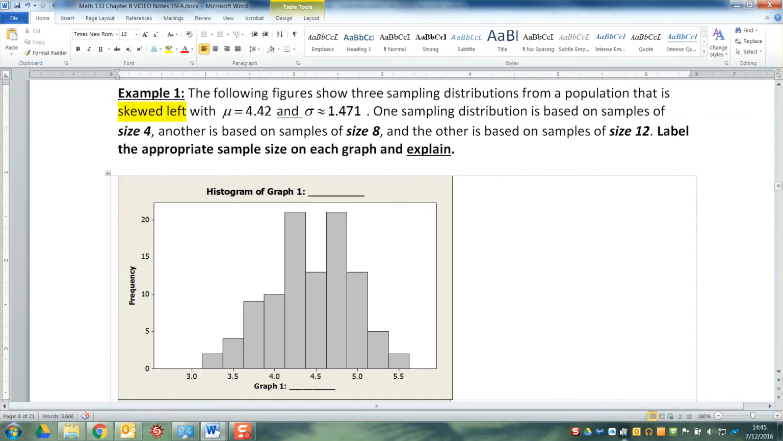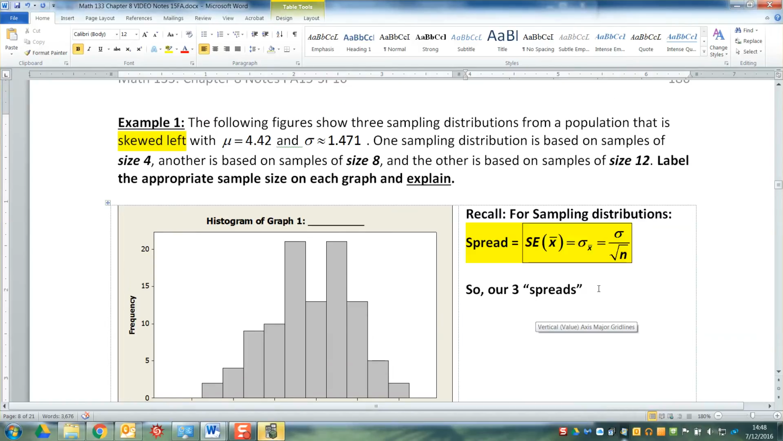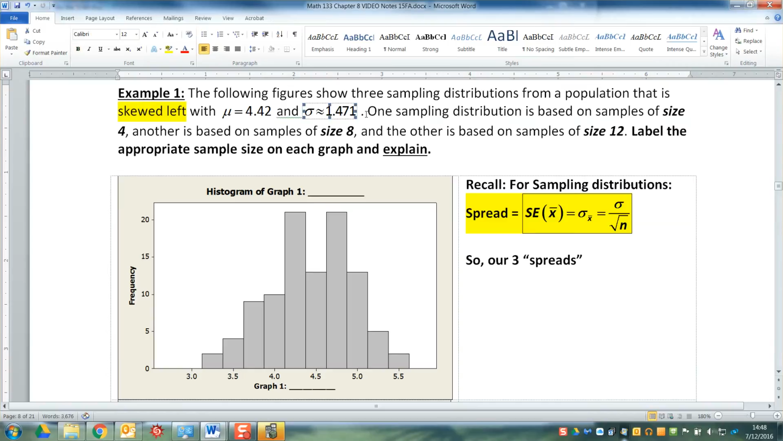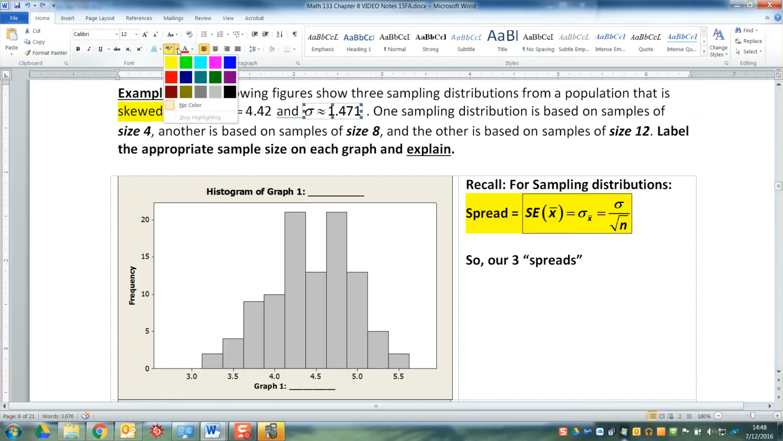So let me type something up real quick. There we have it. So remember what we just said, when you're looking at sampling distributions, in this case we're assuming sample means, then your spread is going to be the standard error of X bar, which is sigma over the square root of n. Now we know sigma is right up here. It was 1.471 right there. So our three spreads are going to change based on our sample size.